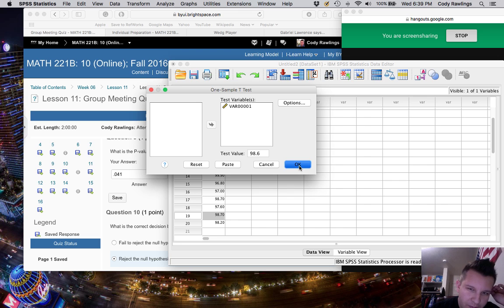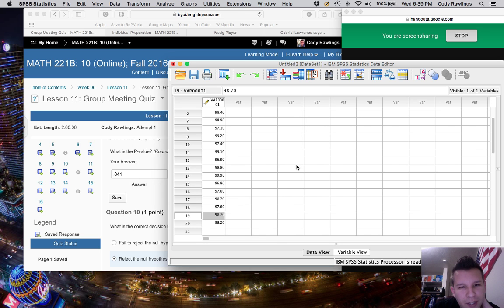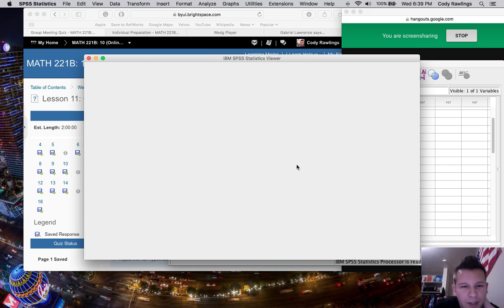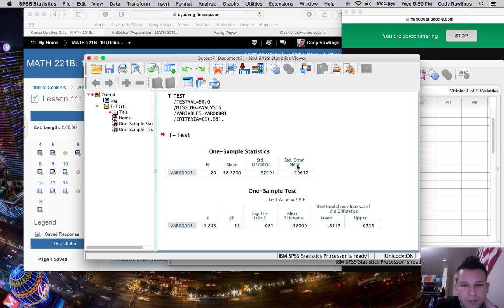Okay, now it's going to take a little... Did you do anything in the options, or did you just press OK? I didn't do anything in the options. I just pressed OK. Okay, good. So it's going to take probably a couple seconds to pop up the answers. You're good. Mine still says SPSS Statistics in the front.